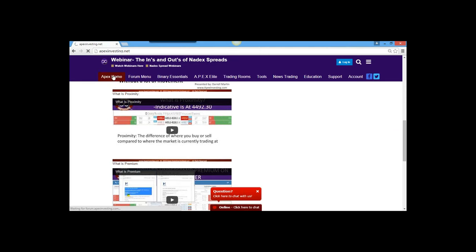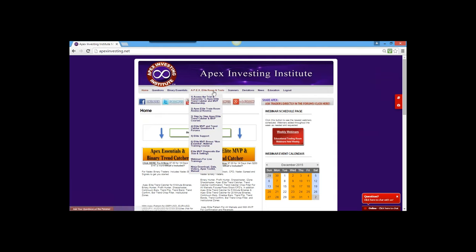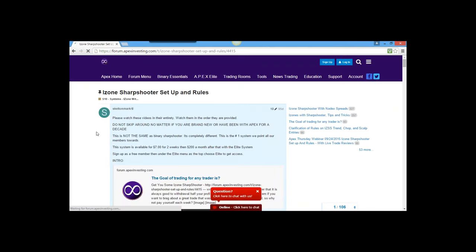the main strategy, the main system that we use to trade spreads with, y'all can all check it out. You can watch step-by-step videos of it and see exactly what we do. Right here, under the Apex Elite Room, go right here to number 3. Step-by-step courses, and it's right there in green. iZone Sharpshooter course. This is the main way we trade spreads.